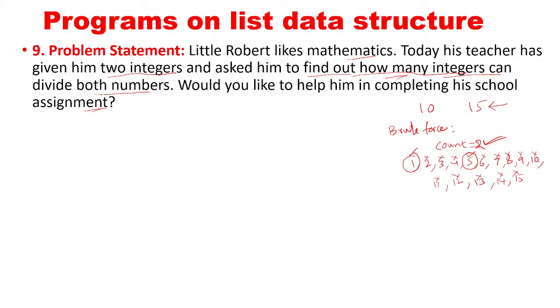Given two other numbers like 6 and 8, we need to count how many. Can you just type your answer in the chat? For 6 and 8, what do we do? Whether 1 divides, yes. 2 divides, yes. 3 divides, no. 4, no. 5, no. 6, no. 7, no. 8, no. So how many did we get here? Only two numbers, so the count value becomes 2 in this case.